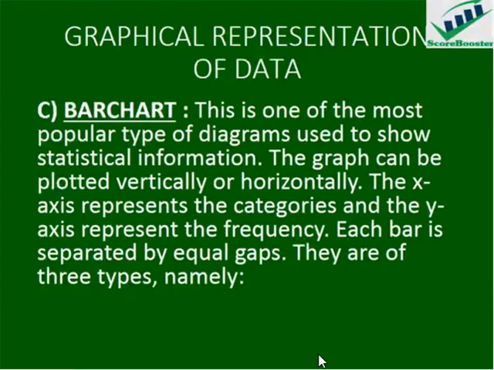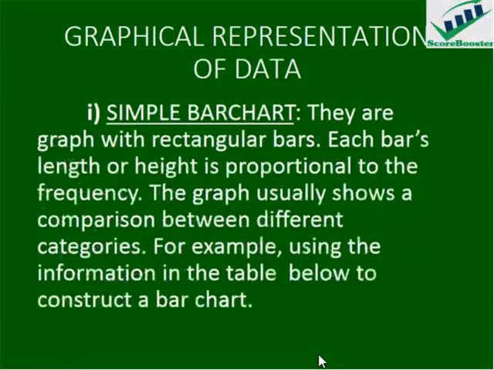So this bar chart has three types. The first one is the simple bar chart. This one deals with a single data with its frequency. They are graphed with rectangular bars. Each bar's length or height is proportional to the frequency. That is, the frequency of a particular data equals its height on the bar chart. The graph usually shows a comparison between different categories.